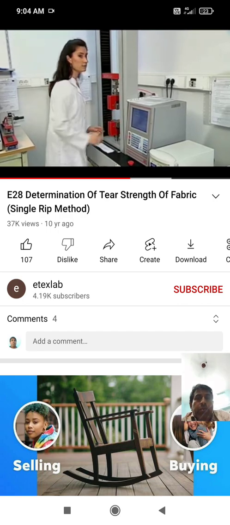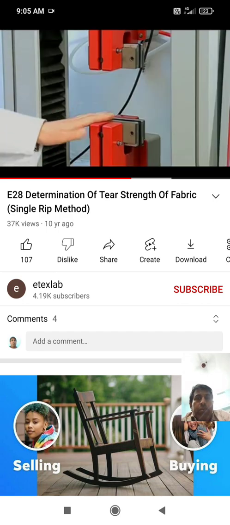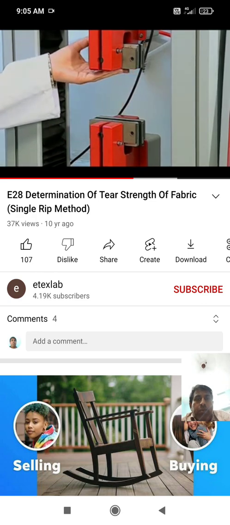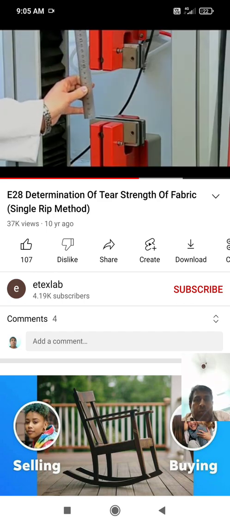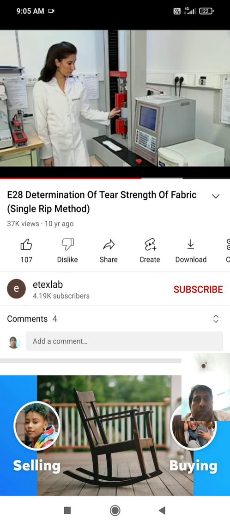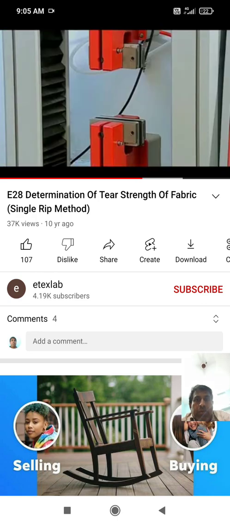Appropriate jaws are inserted into the device for a single tear. The device has two jaws. The lower jaw is fixed and motionless. The upper jaw moves at stable speed. The distance between the two jaws, that is, the indicator length, is set to 100 millimeters. The distance between the two jaws is checked with a ruler to see if it is 100 millimeters.